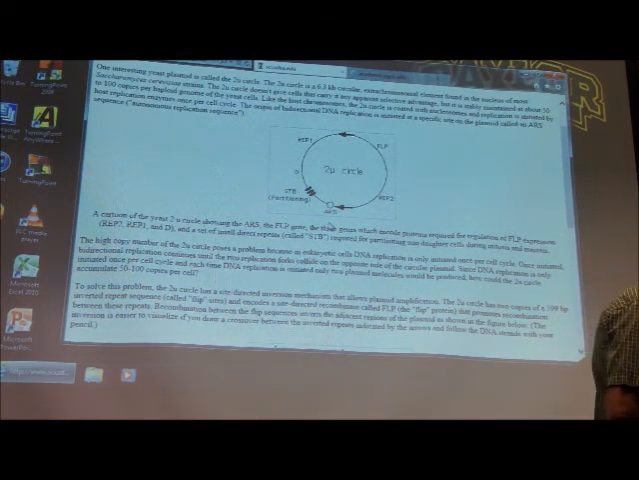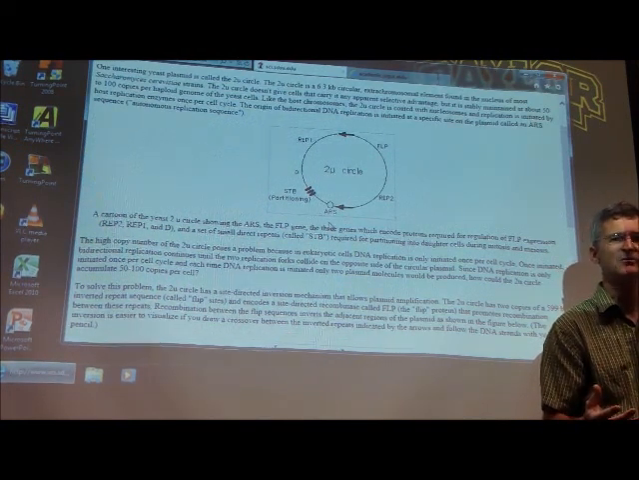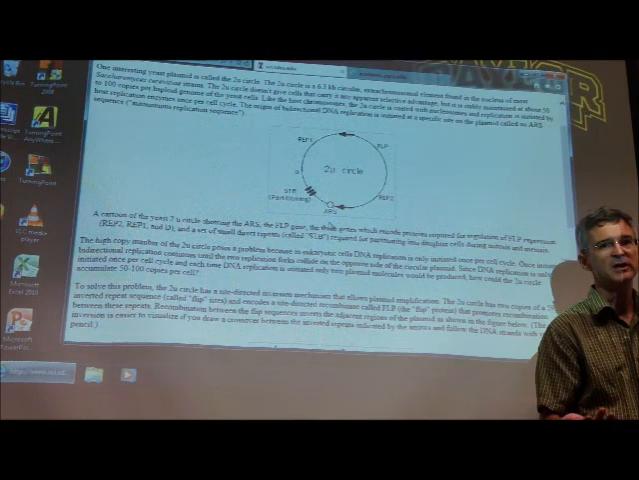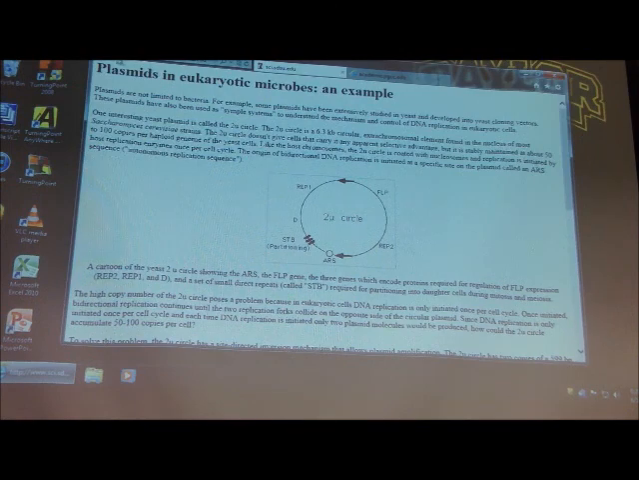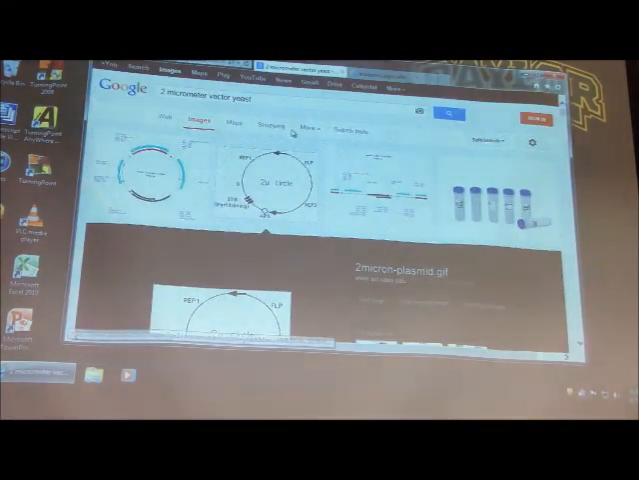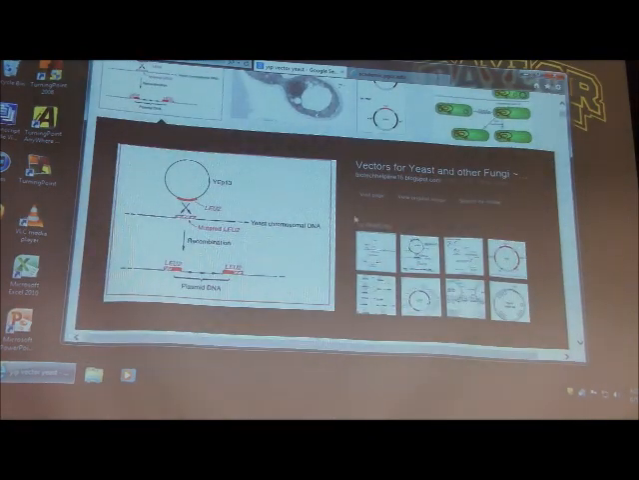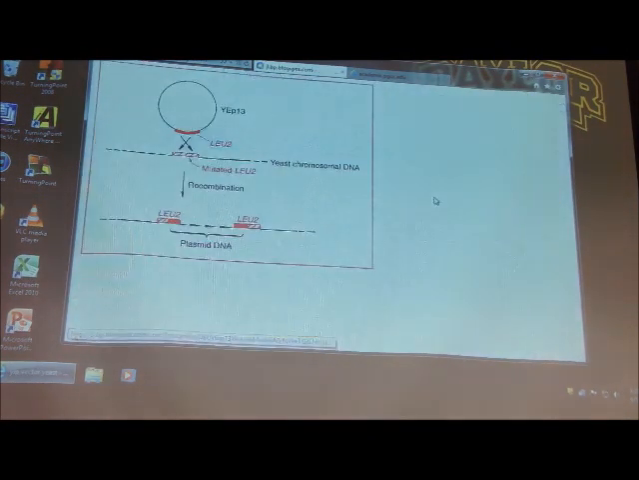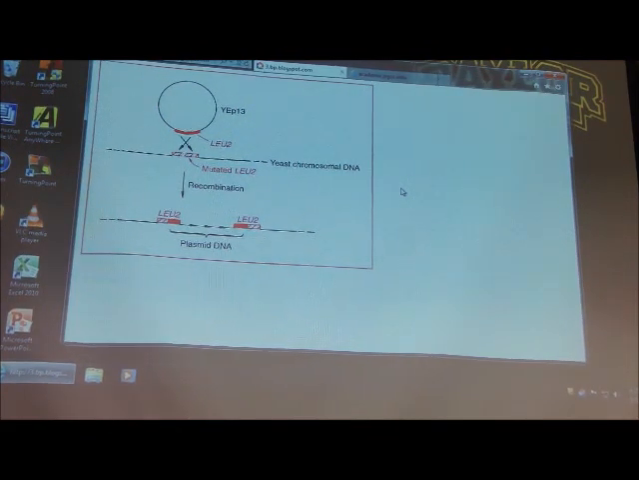Well, the other question then is, what if you can't actually use these 2 micrometer plasmids in yeast because they're unstable? Because like all plasmids, they can be lost and other things like that. So what are we going to do about that? What you can do is use a YIP vector, a yeast integration plasmid, and YIP vectors work this way. YIP vectors and YEP vectors can both work this way.